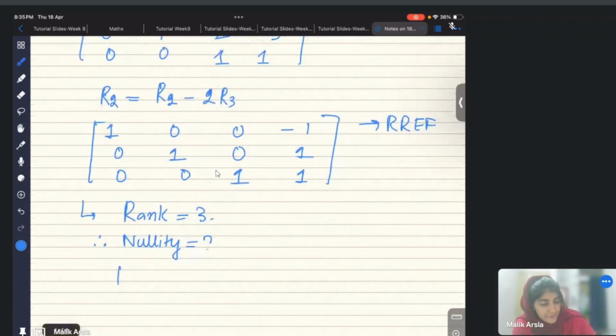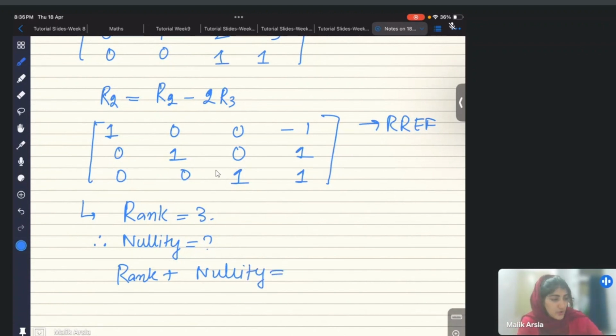We know that rank plus nullity is equal to the number of columns, which is 4. So nullity will be 4 minus 3 equal to 1.